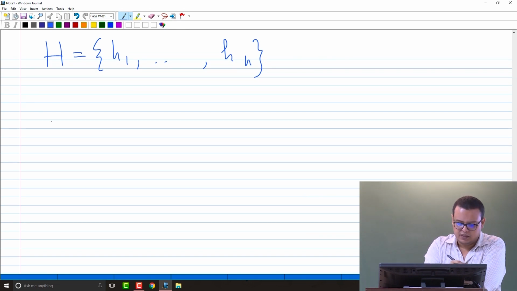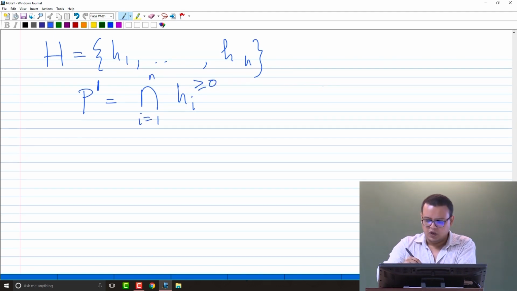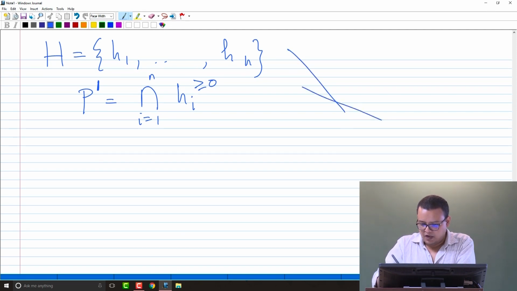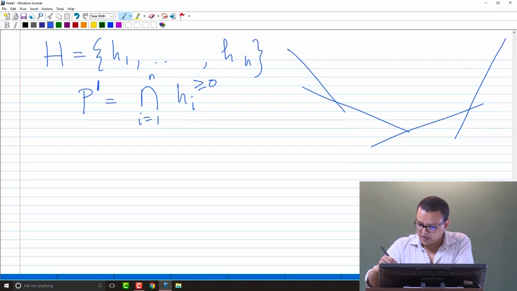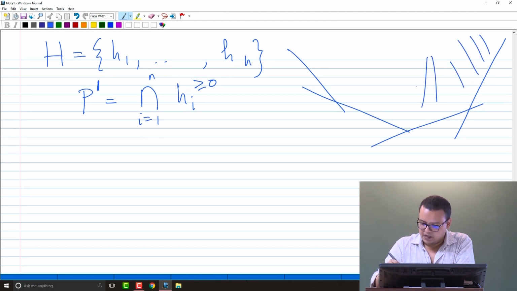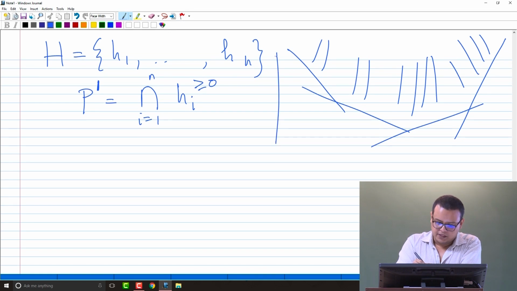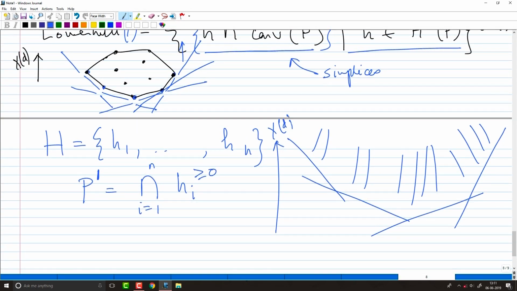So what do I mean by that? Let's make a polyhedron in the following way. Let's call it P prime. It will be the intersection of H_i greater than or equal to 0, i equal to 1 to n. So it will look like what? You will have these non-vertical hyperplanes, their positive side is this, and I have taken their intersection. x_d is in this direction. I will get something like this.